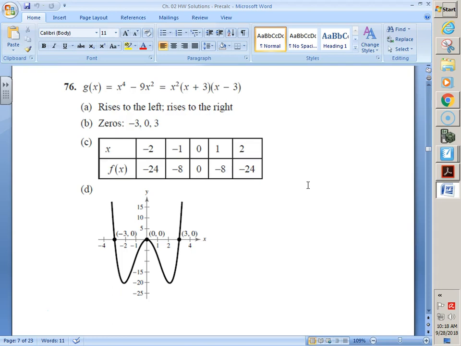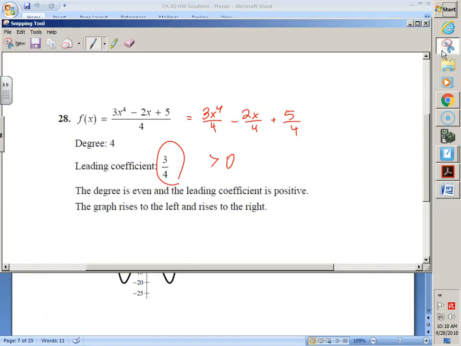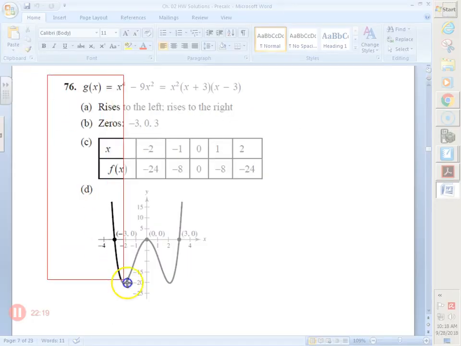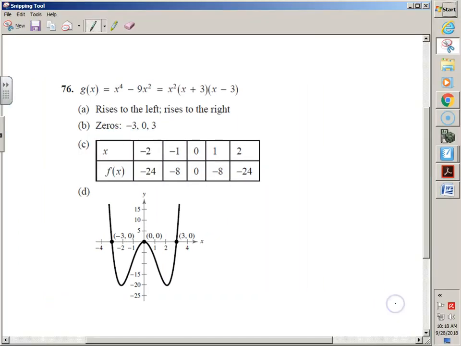Hold on. Do I like their sign chart? No. I do not like their sign chart at all. Just because it's on CalcChat doesn't mean it's good.